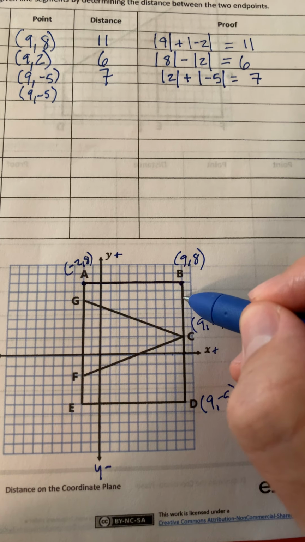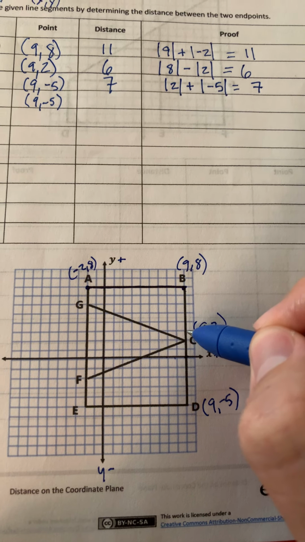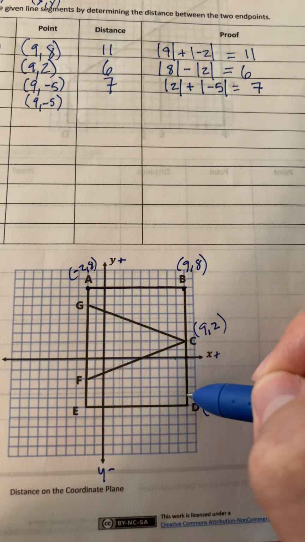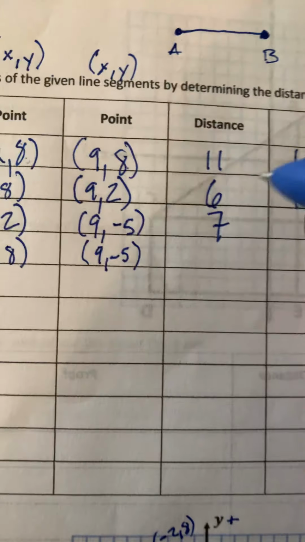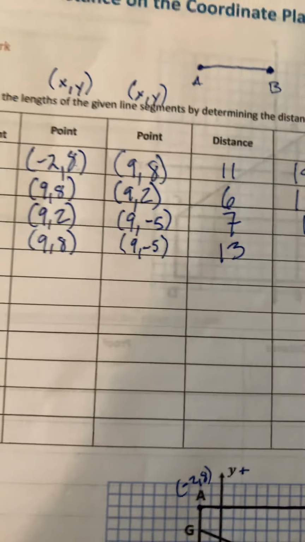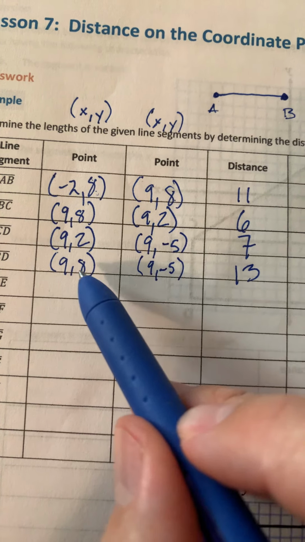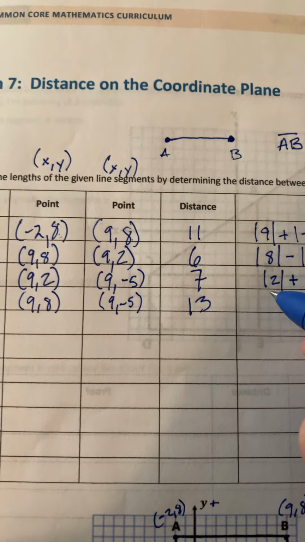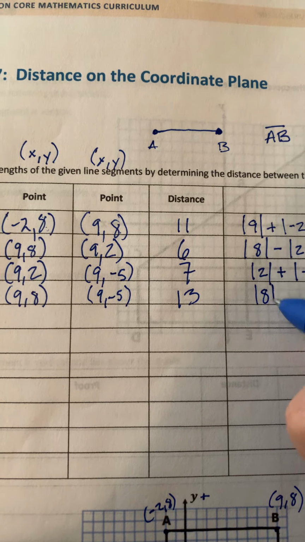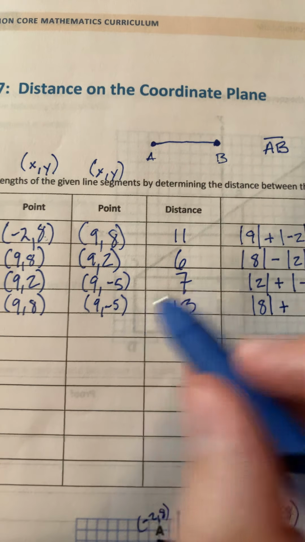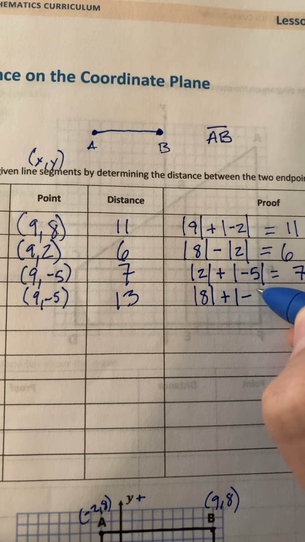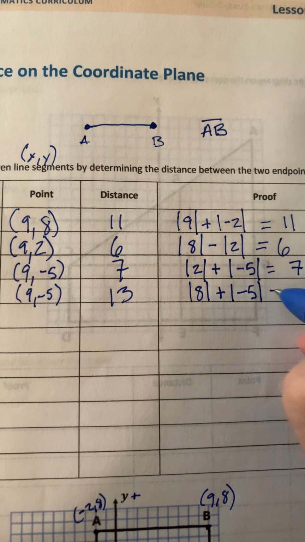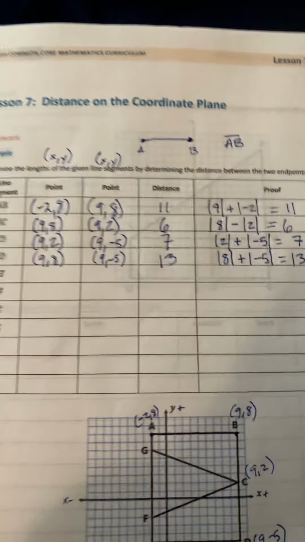1, 2, 3, 4, 5, 6, 7, 8, 9, 10, 11, 12, 13. That's the distance. And if you notice, the 9s stay the same. The numbers that change are the y's. So I'm going to show proof. I'm going to get the absolute value of 8 plus the absolute value of -5, which these both come out positive. It's saying 8 plus 5, which is 13.